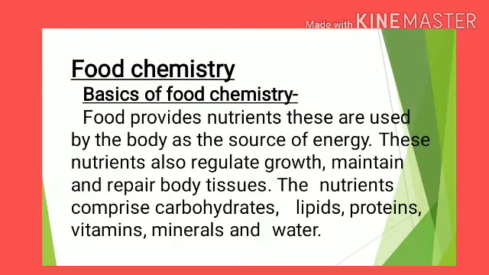Let us start with basics of food chemistry. Food provides nutrients. These are used by the body as the source of energy. These nutrients also regulate growth, and maintain and repair body tissues. These nutrients comprise carbohydrates, lipids, proteins, vitamins, minerals and water.